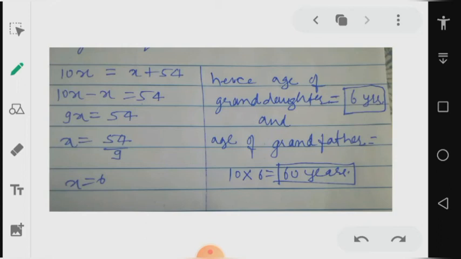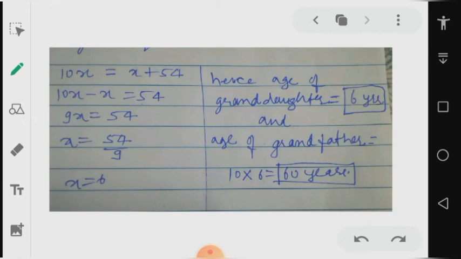By balancing the equation, x is transposed to the left hand side and becomes negative. We have 9x equal to 54, and x equal to 54 upon 9, and x equal to 6. Okay, but we have to find out the ages of both. So substitute the value of x. As x is the age of granddaughter, we have simply x, that is 6 years, and the age of grandfather is 10x, as we assumed, so that is 10 into 6 equals 60 years.